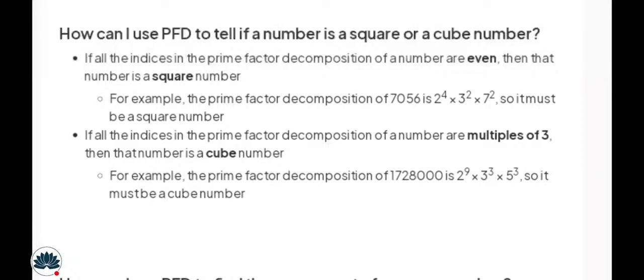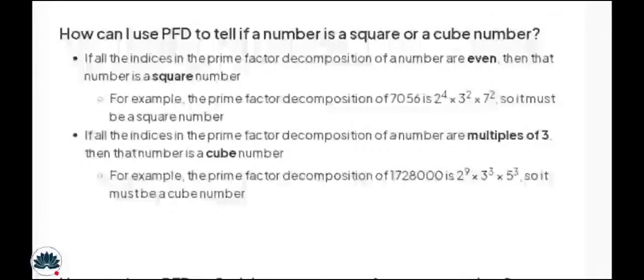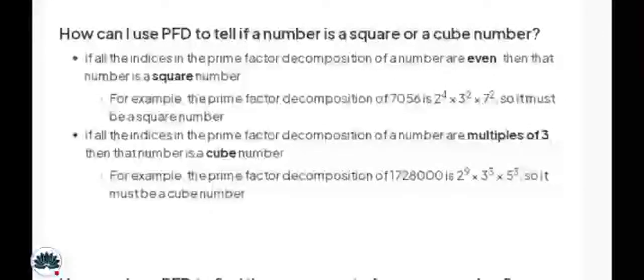And we are moving towards how I can use the prime factor decomposition to tell if a number is a square or a cube number. If all the indices in the prime factor decomposition of a number are even, then that number is a square number. For example, the prime factor decomposition of 7056 is 2 to the power 4 multiplied by 3 to the power 2 multiplied by 7 to the power 2. So it must be a square number.